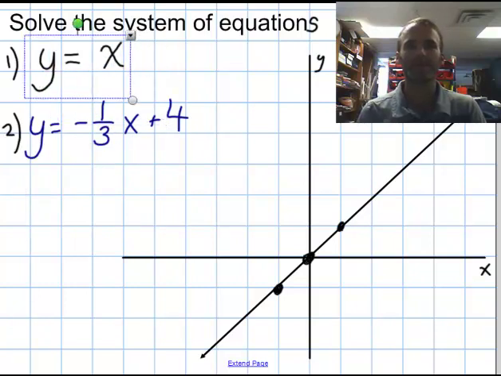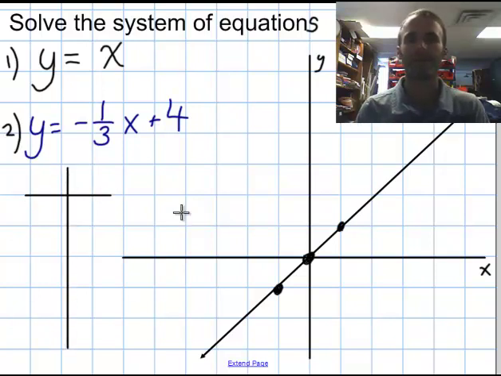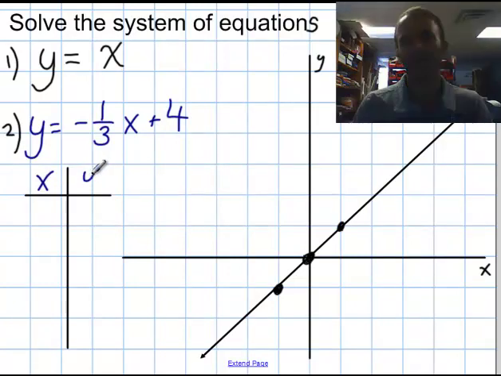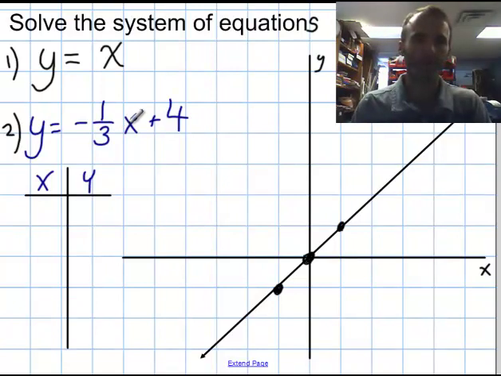My second equation, let's graph that now. And we'll do it the same manner. Graphing using a table always works. So let's do this one in blue. So for my x variable, my inputs, I can choose anything, but if I look up here, let's strategically choose a -3, and let's choose a 0, and let's choose a 3.